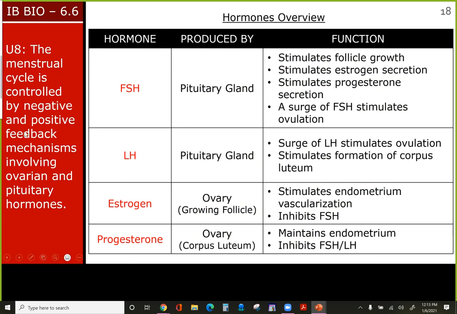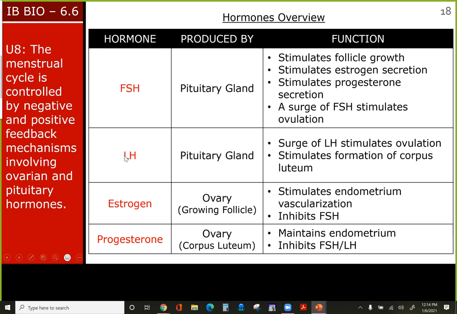So let's review real quick. Follicle stimulating hormone. It stimulates follicle growth. It also stimulates estrogen secretion and progesterone secretion. It's a big spike in FSH that stimulates ovulation. And FSH comes from the pituitary gland.